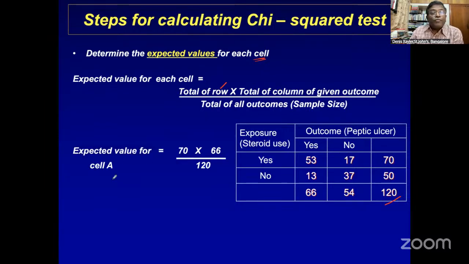So for cell A, this is cell A, right? What is the total for the row? 70. And what is the total for the column? 66. And what is the overall total? 120. So this is what goes for cell A. So we get this number, 38.5. So for A now, the observed value is 53 and the expected value is 38.5.